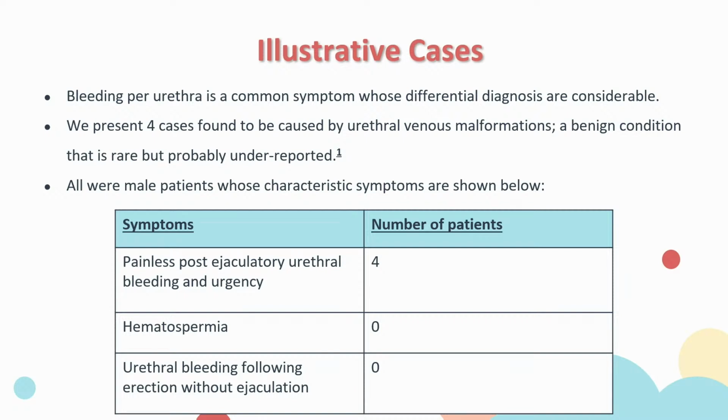So this is one of the largest case series. There was a case series of 3 in 2009. It's a rare condition, rare but maybe underreported. For these patients, we found that the urethral bleeding was caused by venous malformations in the posterior urethra, and all 4 male patients presented with post-coital, post-ejaculatory urethral bleeding, which was painless and associated with urgency.